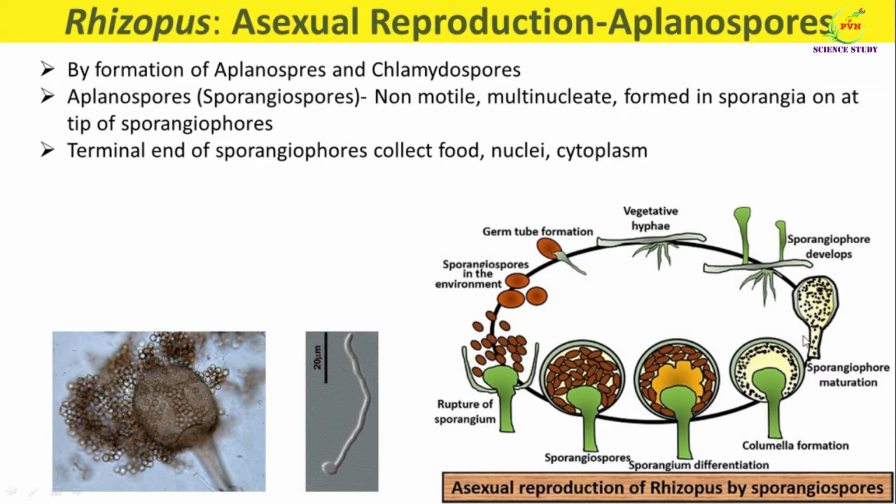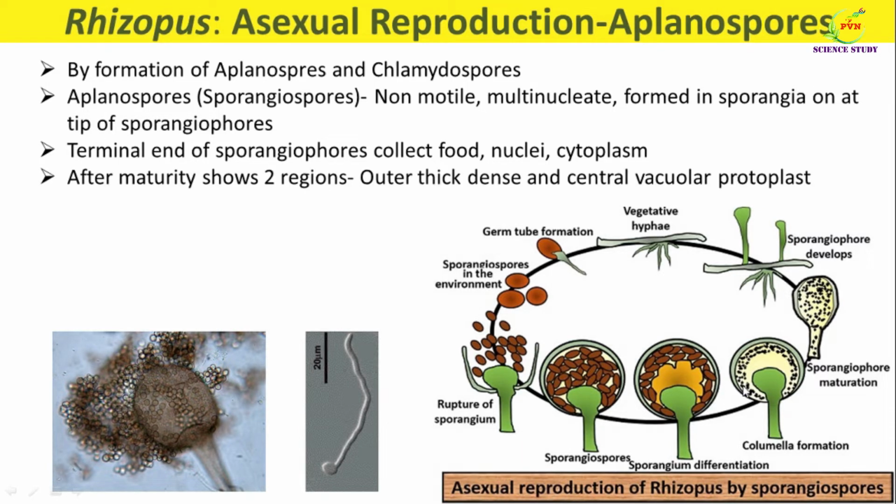As the sporangium matures, it differentiates into two regions. The outer thick, dense and multinucleate layer internal to the sporangial wall, and the next one is the central vacuolar protoplast with fewer nuclei. So this is the outer region and this is the central region. The layers of vacuoles later appear, and then the vacuoles fuse to form a cleft between the two regions. As you can see here, the wall is formed in the cleft which ultimately separates the two zones, the outer zone and the inner zone.